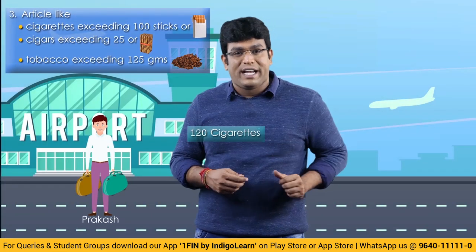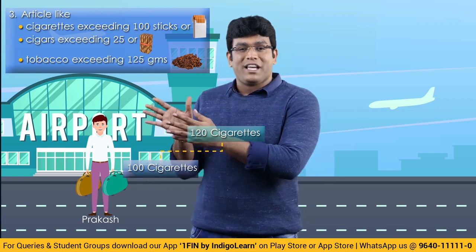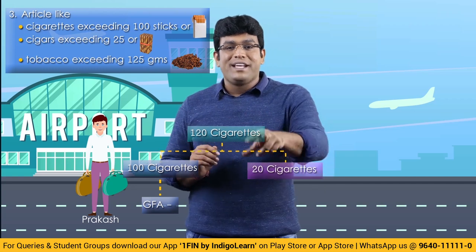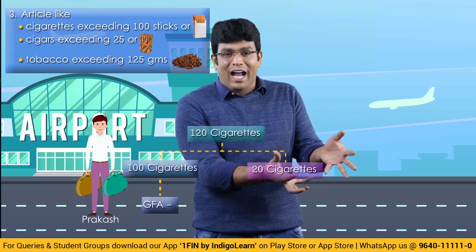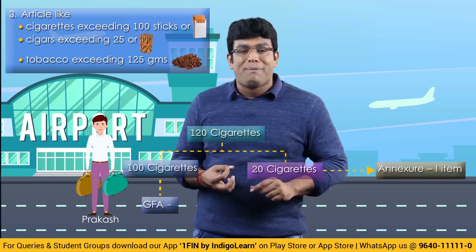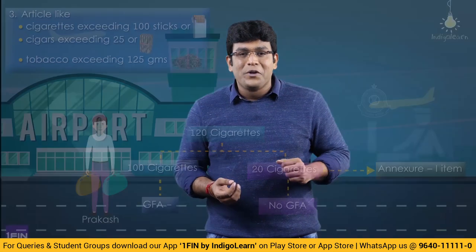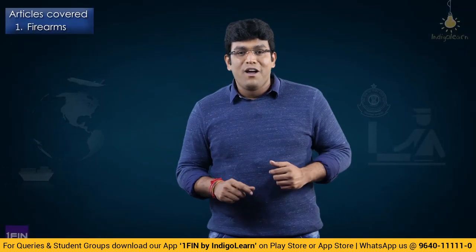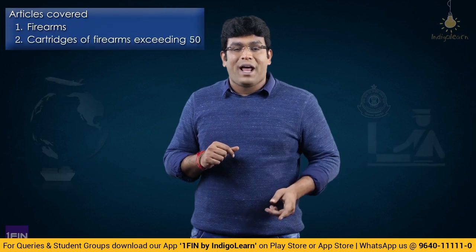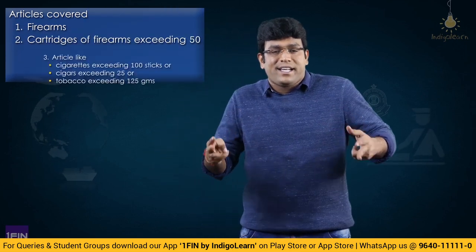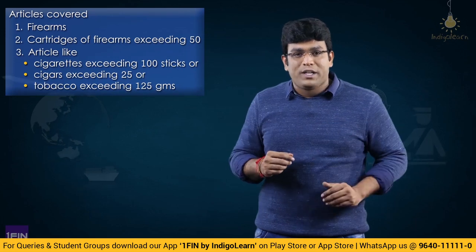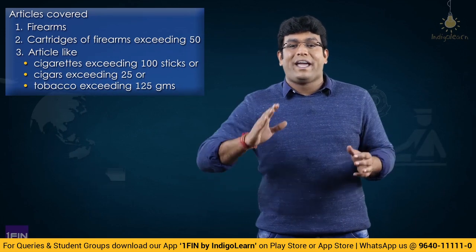And since I am saying exceeding, sir, let's say the same person brought 120 cigarettes. If 120 cigarettes are brought, 100 can be considered for general free allowance. But over and above 100, which is 20 cigarettes, those 20 cigarettes are called an Annexure 1 item. And for an Annexure 1 item, we can't take the benefit of general free allowance. So what are the 3 points I told so far? Number 1, firearms. Number 2, cartridges of firearms exceeding 50. Number 3, cigarettes exceeding 100 sticks, or cigars exceeding 25, or tobacco exceeding 125 grams.